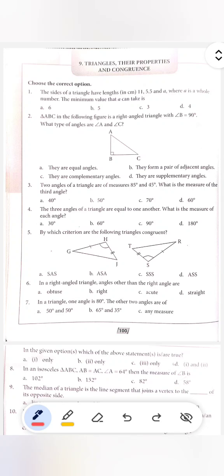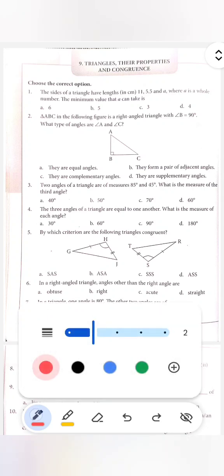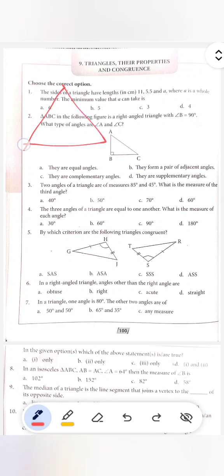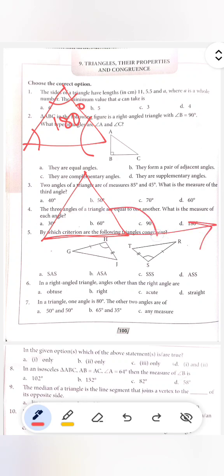The basic things you are supposed to know are the triangle properties. The first property is that the sum of the three angles of a triangle is 180 degrees. The second property is regarding the exterior angle. The exterior angle is equal to the sum of the two opposite interior angles, except the corresponding angle.